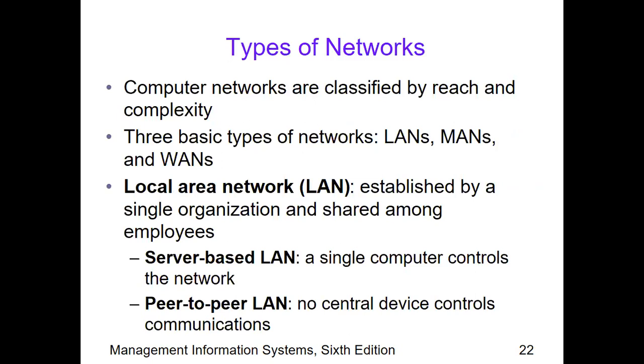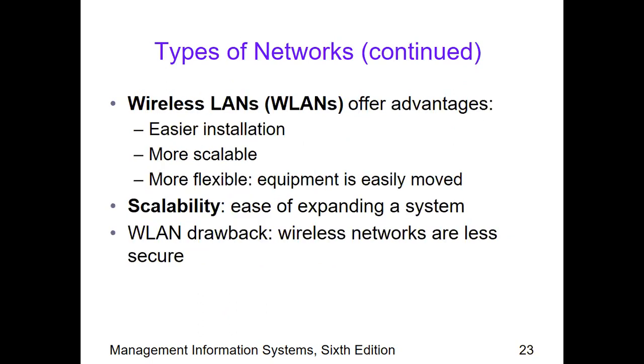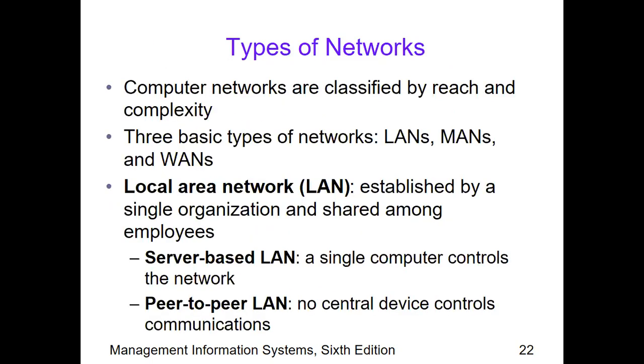Then computer networks are classified by reach and complexity. Three basic types would be L, M, and W. L would be local, M would be metropolitan, and W would be wide. A local area network is established by a single organization and shared among employees, so it is just within the business. Server-based means a single computer controls the network, but if no central device controls it, that's peer-to-peer.